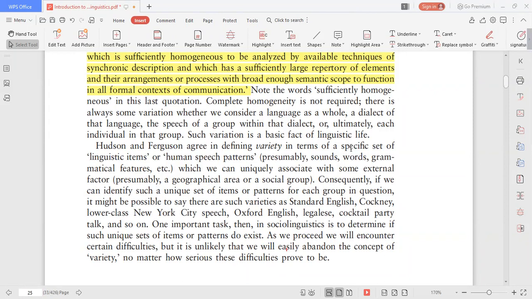Now, which we can uniquely associate with some external factors. So first of all, we have human speech patterns, that is sounds, words, grammatical features, and along with that, we have some external factors. I have already mentioned some of those. Now here is a geographical area or social group. Didn't I mention that? People are living in different parts of an area and they have different groups. For example, here we are living, most of the people in this locality are university teachers. You see, the fishermen usually live together. They stay together in a particular place, right?